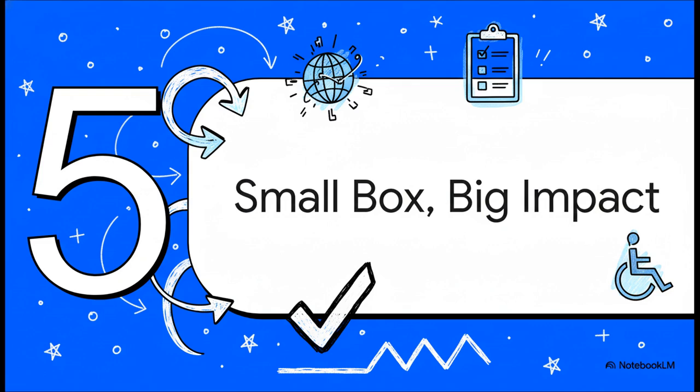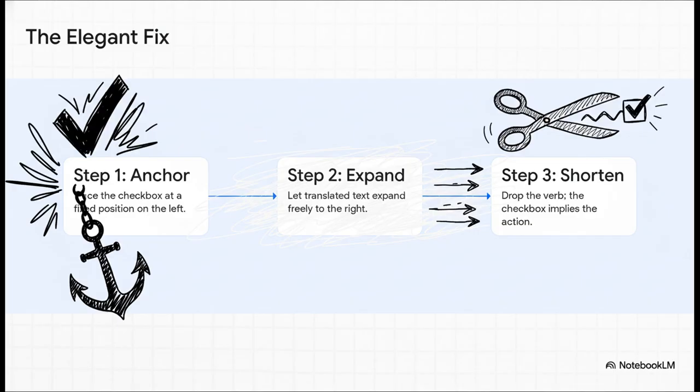We're talking usability, accessibility, and a product's ability to even exist on a global scale. But the good news is, there is a simple, really elegant fix. The solution breaks down into 3 simple steps. First, you anchor the checkbox on the left, give it a fixed, predictable home. Second, you let the text label just expand out to the right as much as it needs to. And third, this is the really clever part, you drop the unnecessary verb.